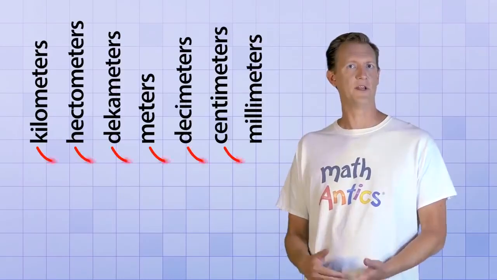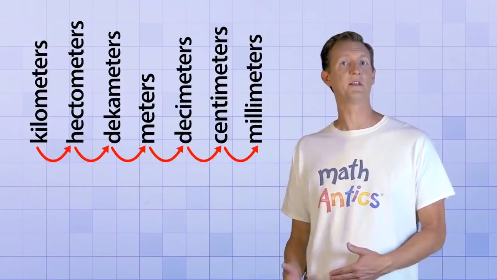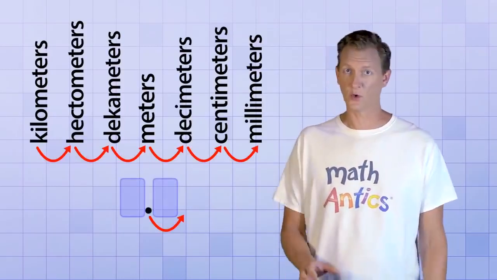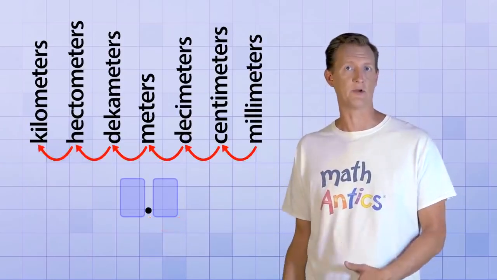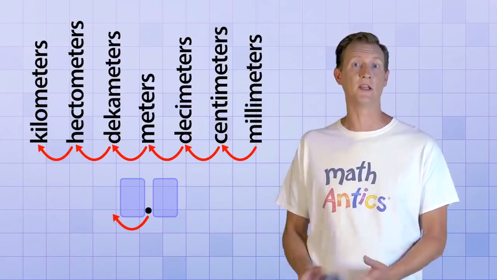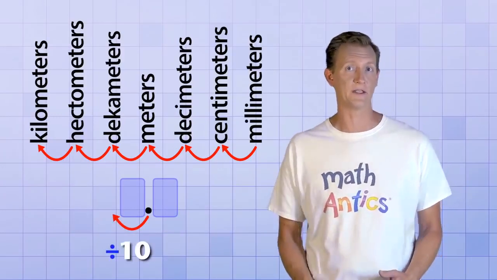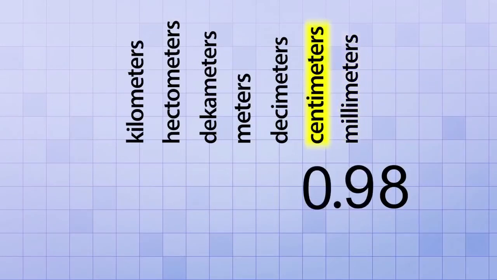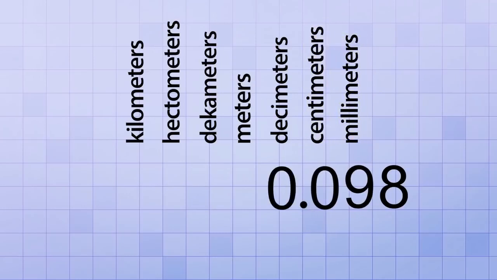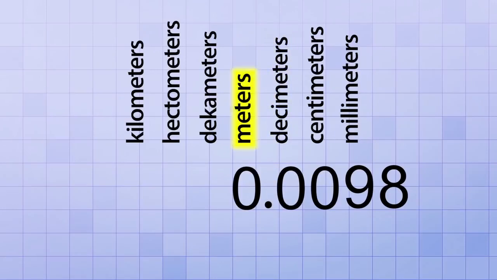You can convert to the next smaller metric unit by shifting the decimal point to the right, which is equivalent to multiplying by 10. And you can convert to the next bigger metric unit by shifting the decimal point to the left, which is equivalent to dividing by 10. For example, 9.8 millimeters is the same as 0.98 centimeters, which is the same as 0.098 decimeters, which is the same as 0.0098 meters, and so on.